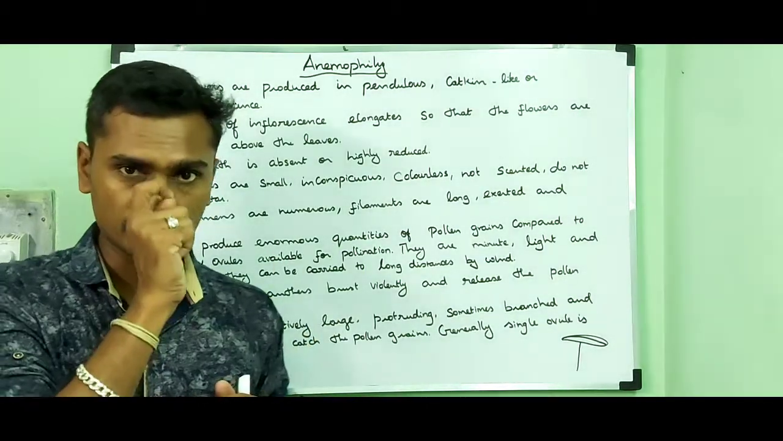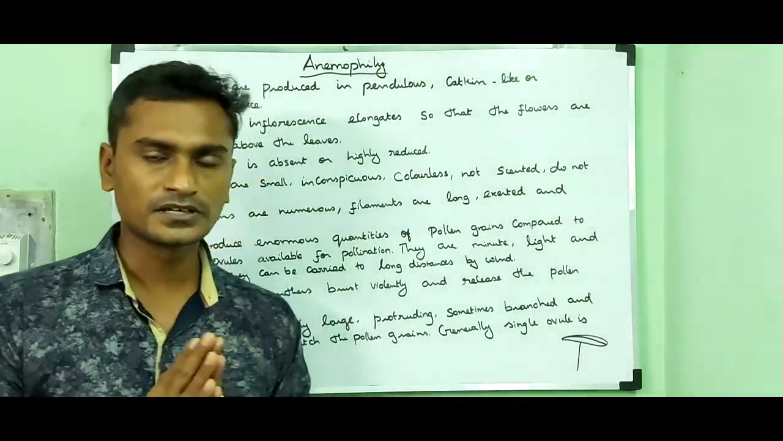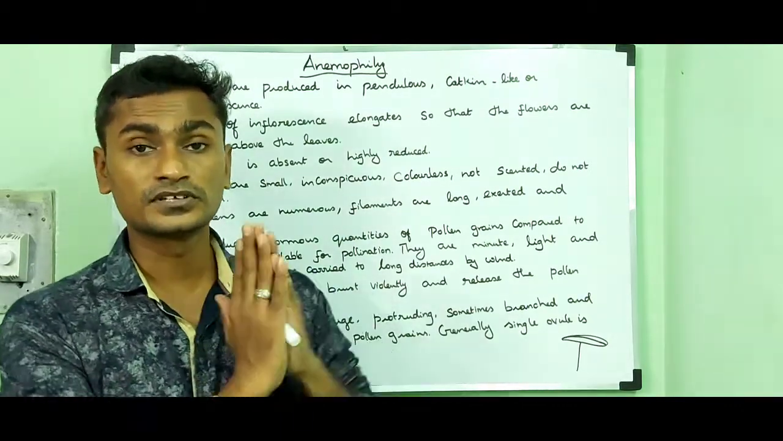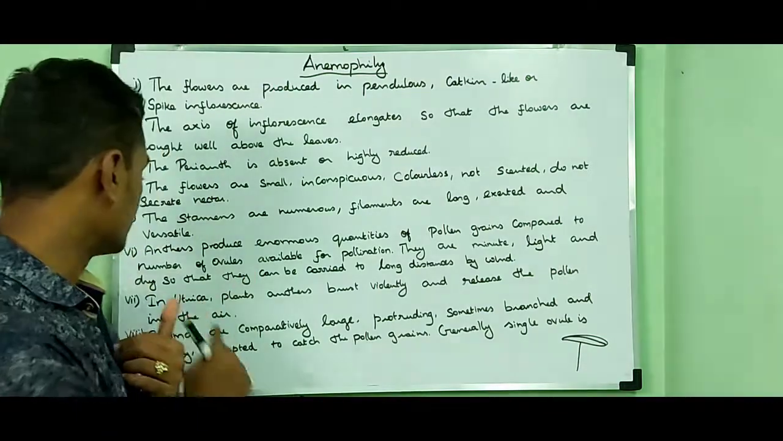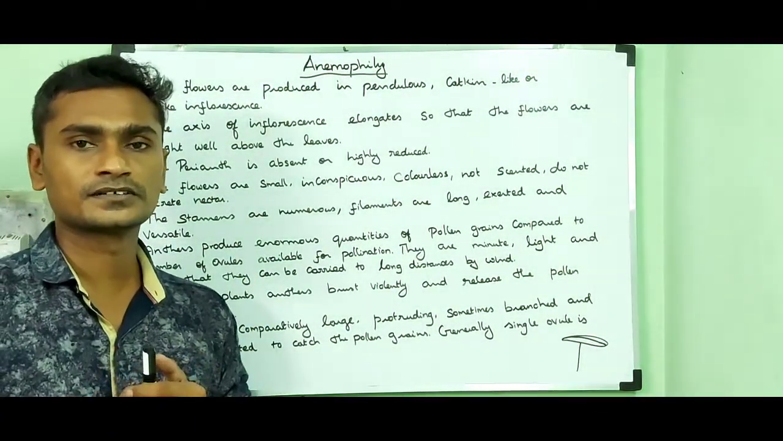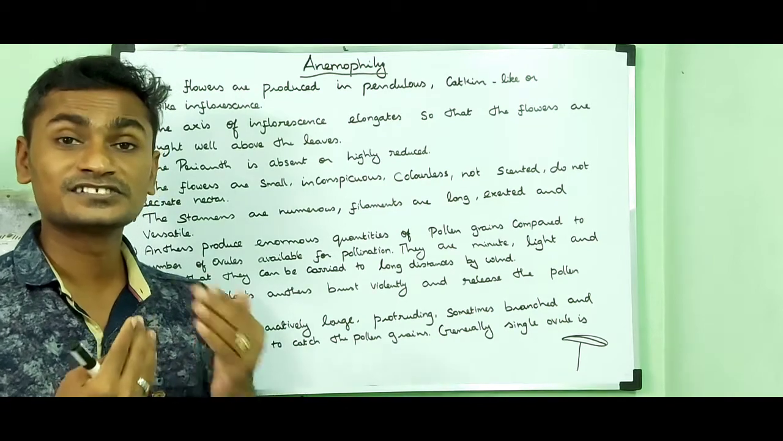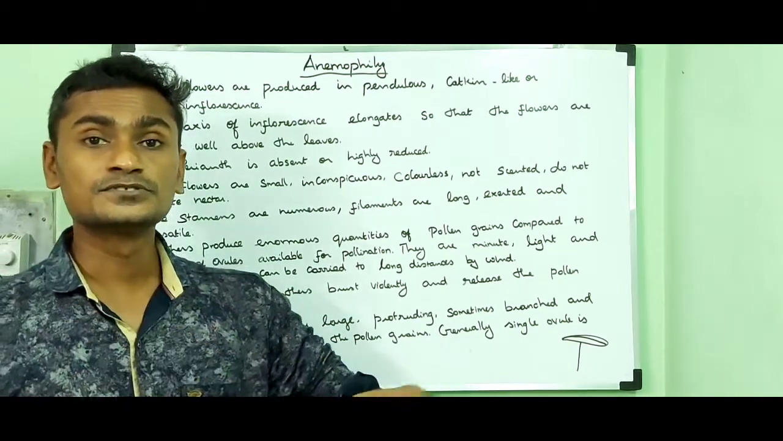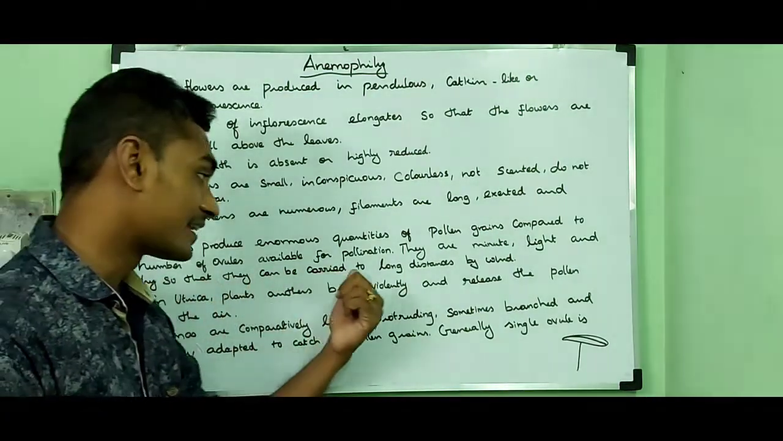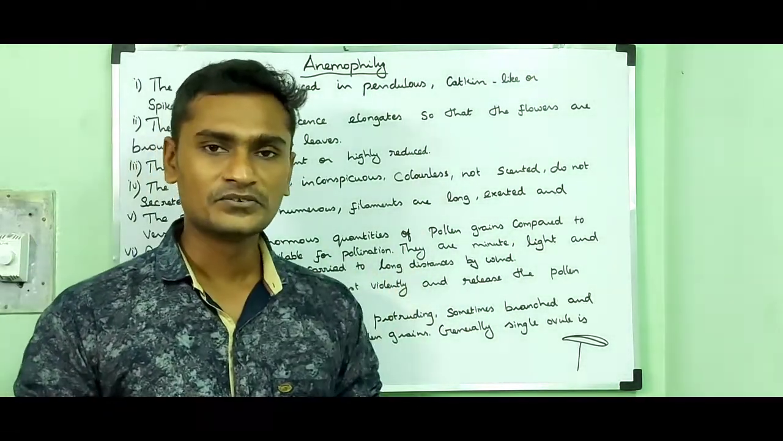How should they be? Pollen grains must be minute and light, not heavy, because the wind cannot carry them. Then dry, not wet. They must be unwettable. If they get wet, they are not able to be carried by the wind, so they are dry so that they can be carried to long distance by wind.